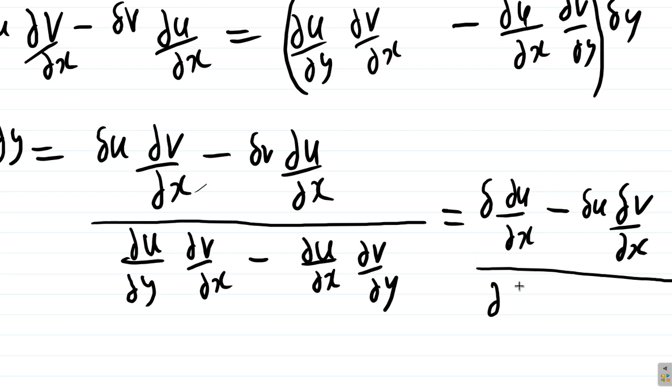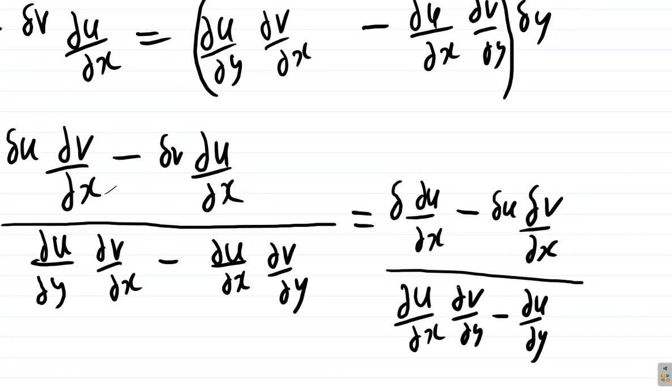So what we would have here is delta U by delta X, delta V by delta Y, minus delta U by delta Y, and then delta V by delta X. Alright, so we have this in order. U and then V, X and X, U, then X and Y. Alright, so that's what we have.